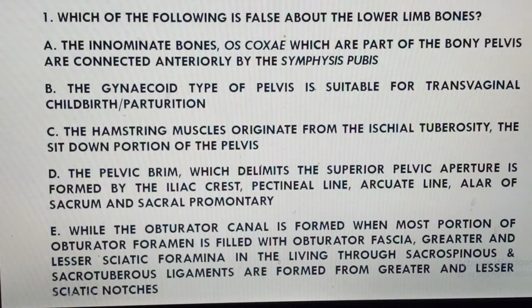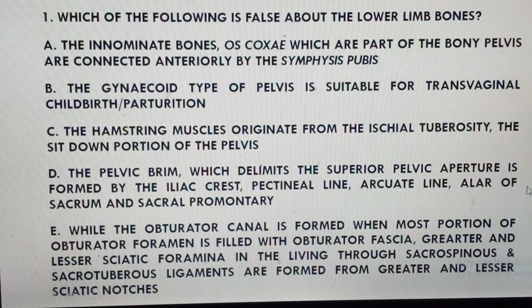And we begin with question number 1. Question number 1 says, which of the following is false about the lower limb bones? Option A says, the innominate bones, that's the os coxae, which are part of the bony pelvis, are connected anteriorly by the symphysis pubis.